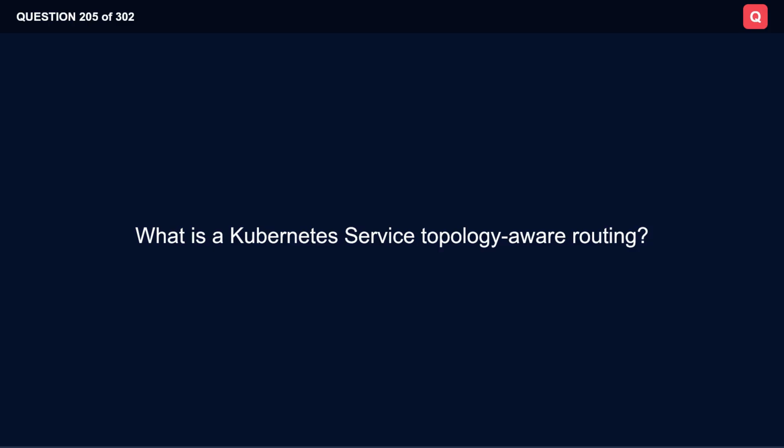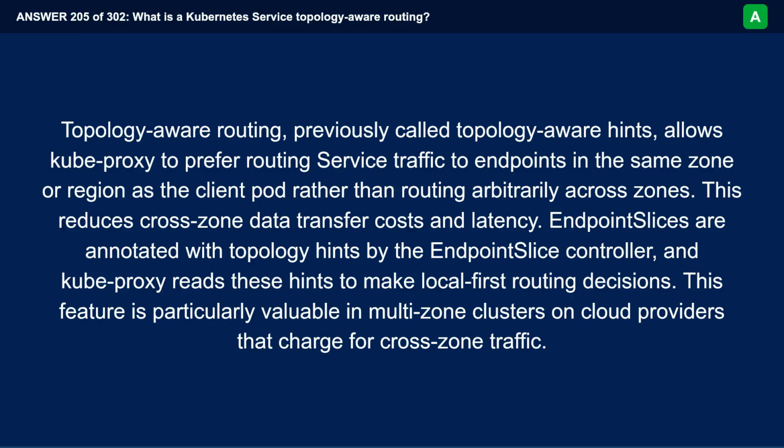What is Kubernetes service topology-aware routing? Topology-aware routing, previously called topology-aware hints, allows kube-proxy to prefer routing service traffic to endpoints in the same zone or region as the client pod, rather than routing arbitrarily across zones. This reduces cross-zone data transfer costs and latency. Endpoint slices are annotated with topology hints by the endpoint slice controller, and kube-proxy reads these hints to make local-first routing decisions. This feature is particularly valuable in multi-zone clusters on cloud providers that charge for cross-zone traffic.